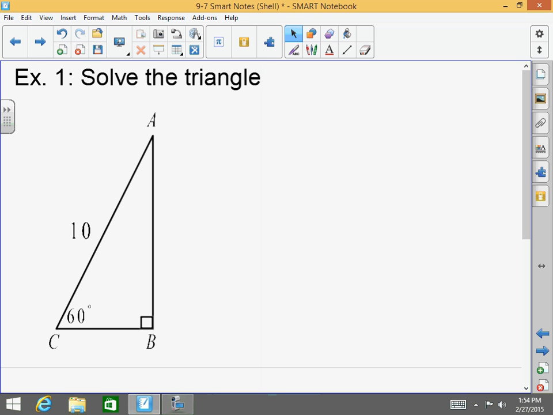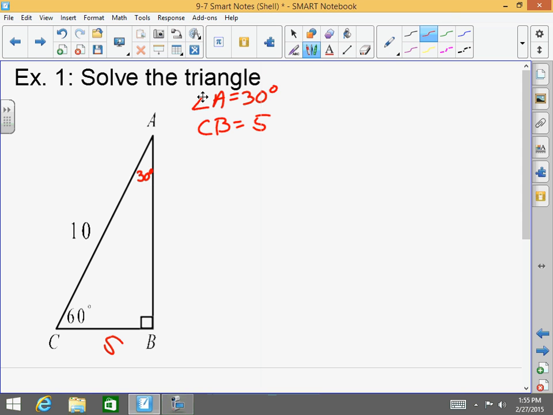So I want you to solve this triangle. First things first. What would angle A be? Angle A would be 30 for sure. Okay. What side did they give me? The side across the 30, the 60, or the hypotenuse? The hypotenuse. So what would CB be? 5, half of 10. Very good. So CB would be 5.